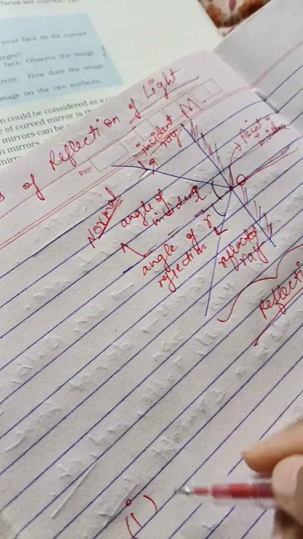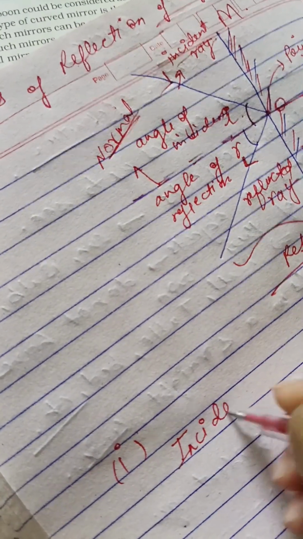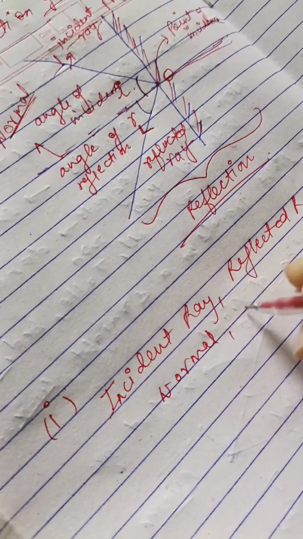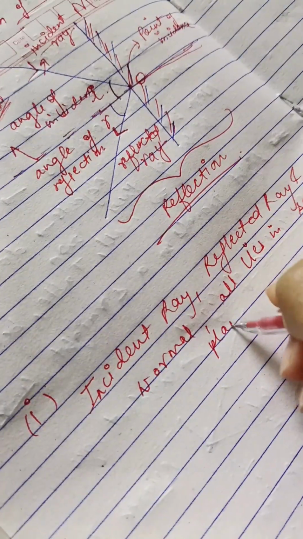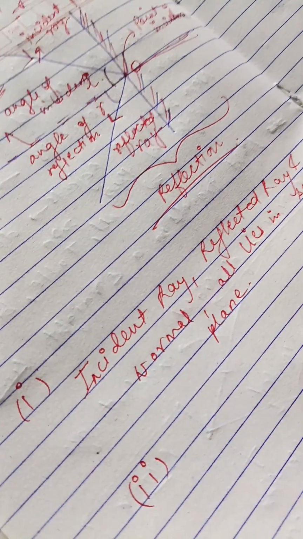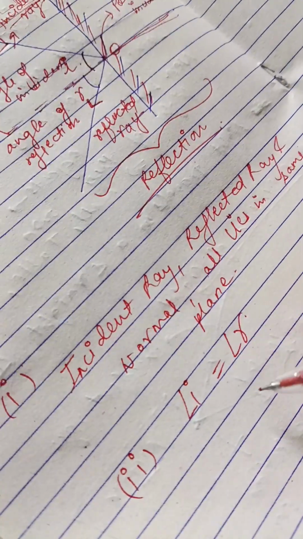Okay, so there are some laws of reflection of light. The first law states that the incident ray, reflected ray and normal all lie in the same plane. This is the first law of reflection of light. The second law is that the angle of incidence, that is angle i, is equal to the angle of reflection. These are the two laws of reflection of light which must be considered.